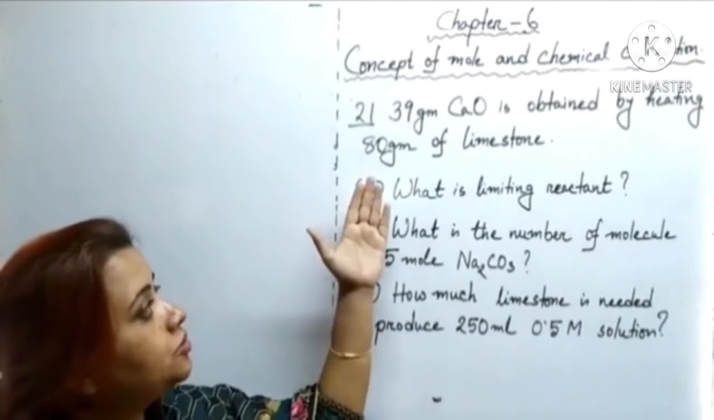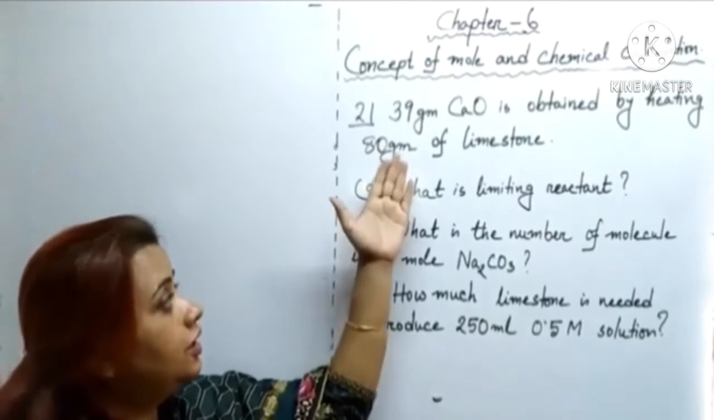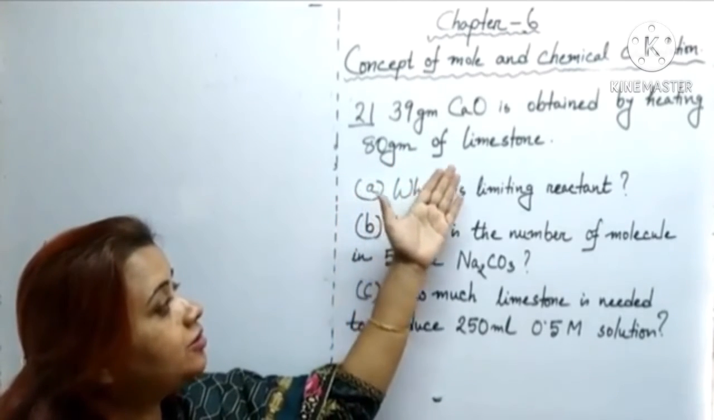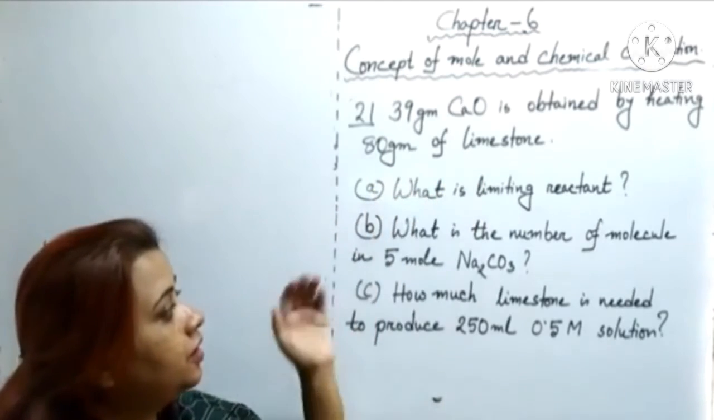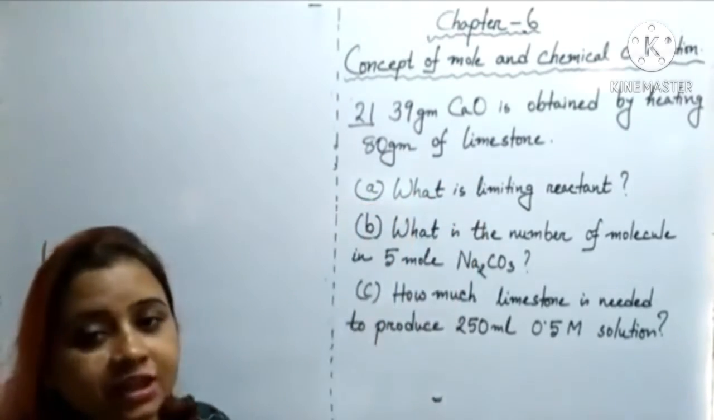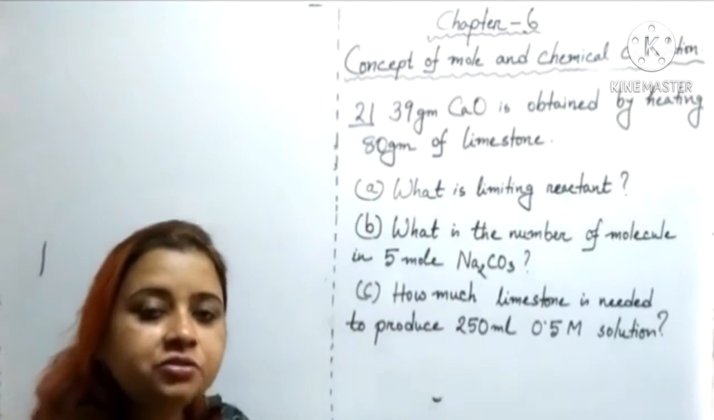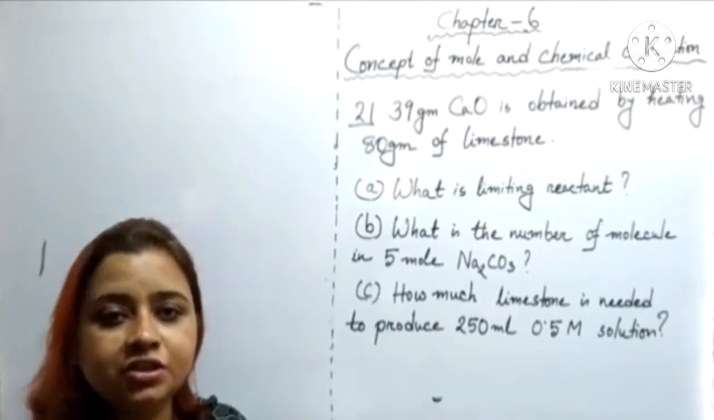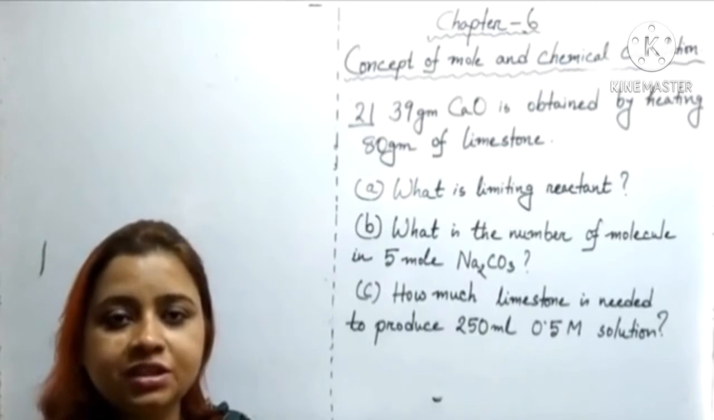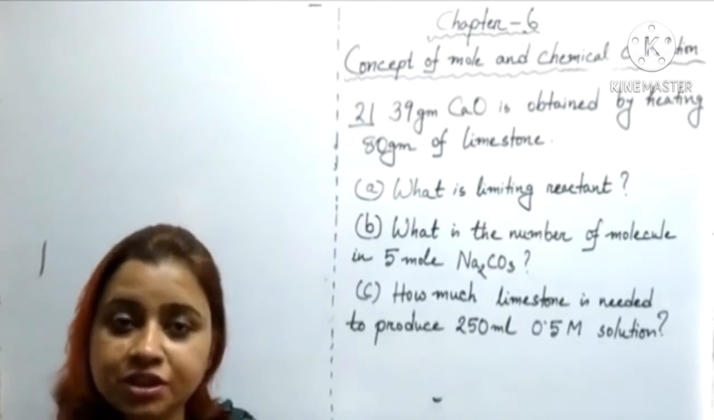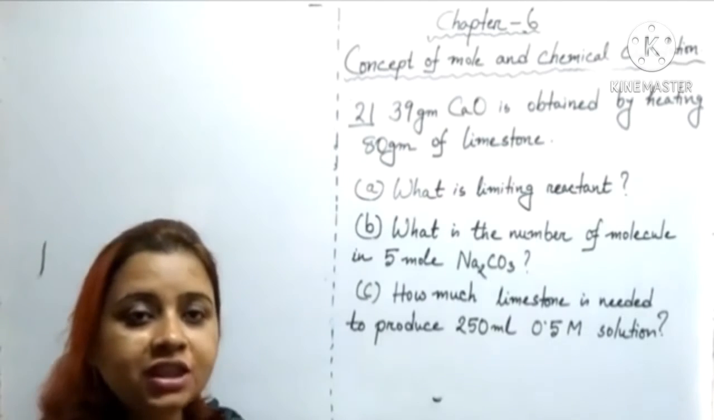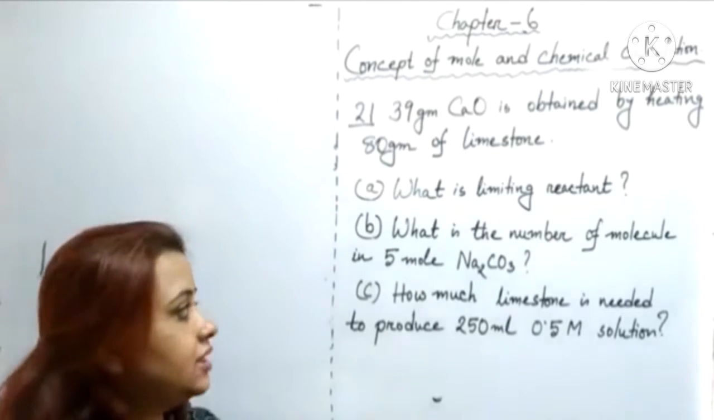Now come to question number 2. Here the stem is: 39 gram calcium oxide is obtained by heating 80 gram of limestone. Question A. What is limiting reactant? The reactant which is fully used in a chemical reaction is known as the limiting reactant. That means the reactant which doesn't remain in the reaction medium is known as the limiting reactant.